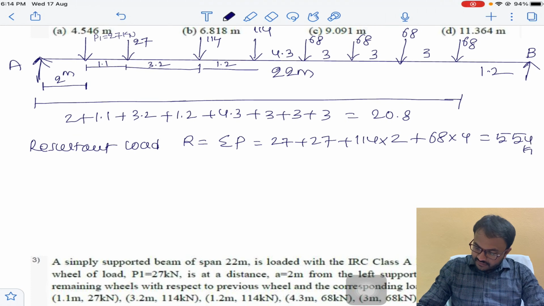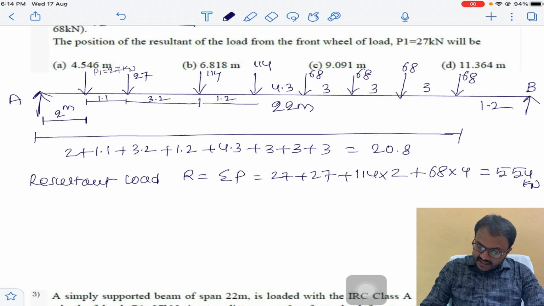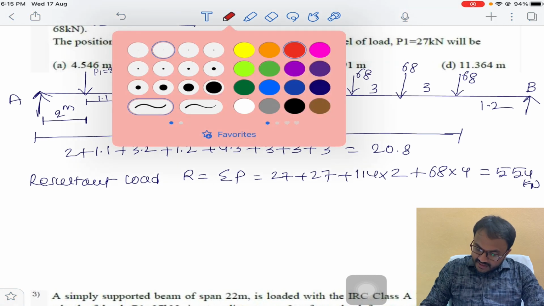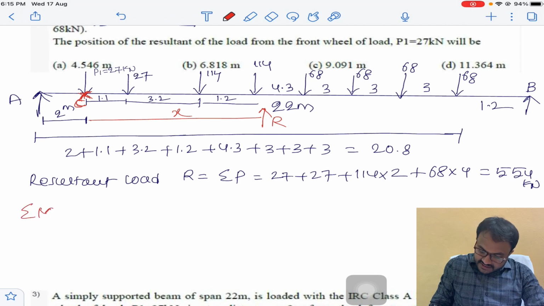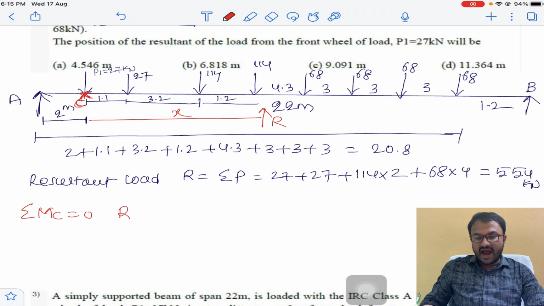So this will be 554 kilonewton. So this is the resultant. Now I am treating the resultant as being somewhere at a distance x from the first load. Let C be the first load point and this is the resultant. I will take moment about point C equal to 0. This resultant will create anti-clockwise moment and all the remaining loads will create clockwise moment.